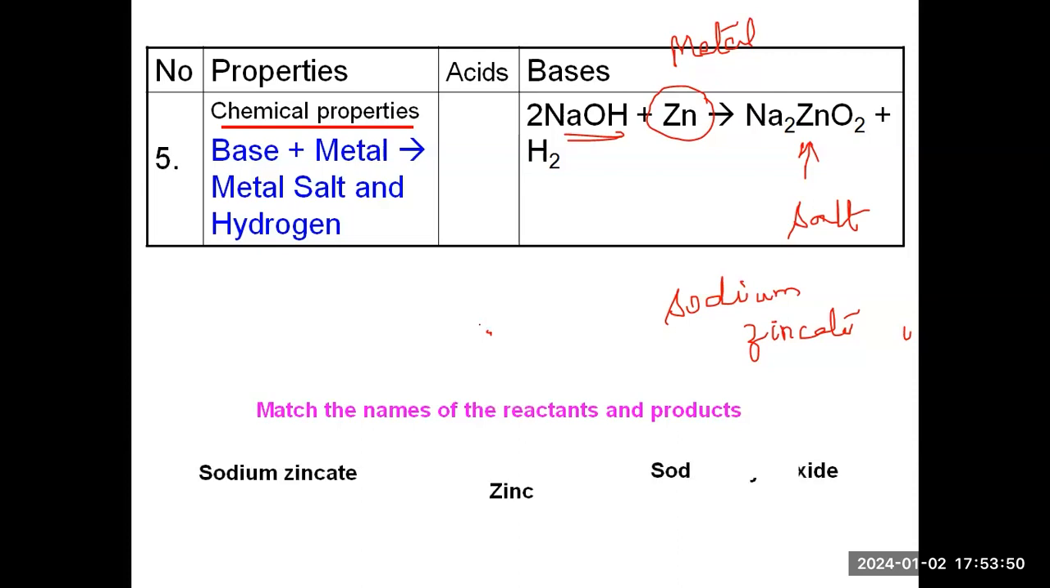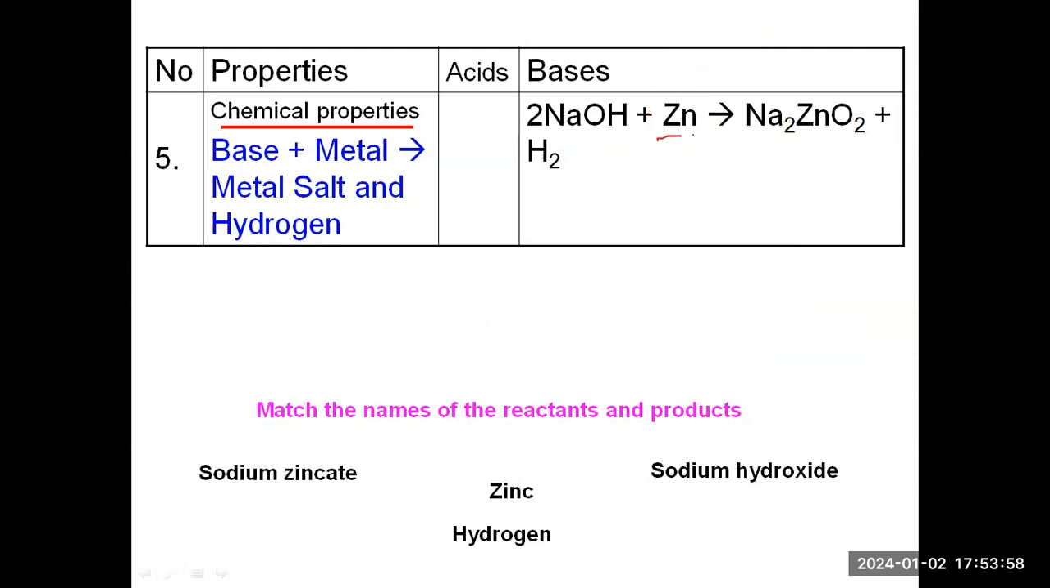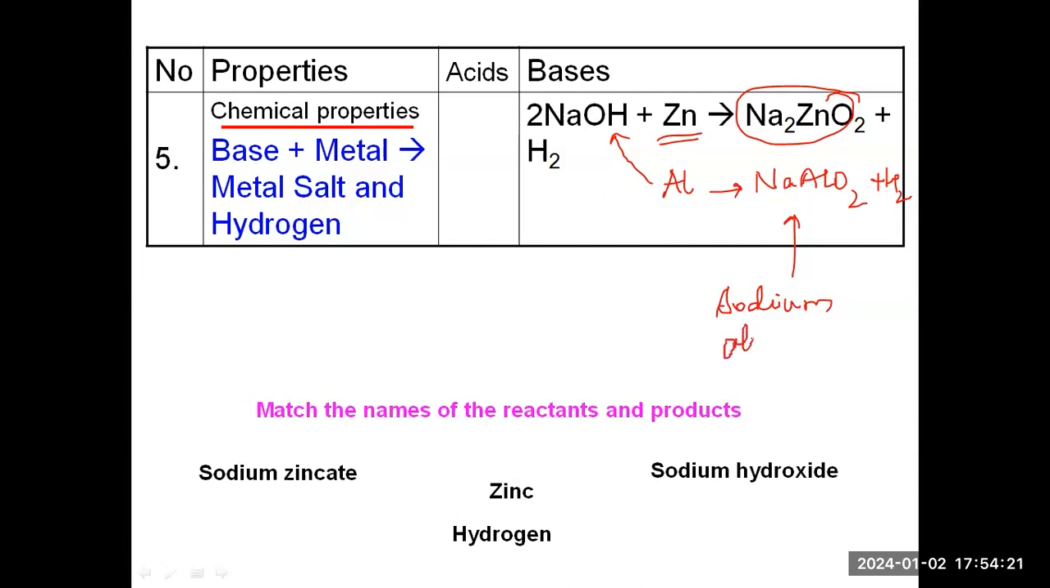But this is not true with every base. All the bases do not react with all the metals. There are only two metals: one is zinc, the other one is aluminium. They react. First equation we have seen, and if aluminium reacts with the base, then we get sodium aluminate along with hydrogen. This is sodium aluminate, right? So when they ask you the reaction of base and metal, these are the common ones.